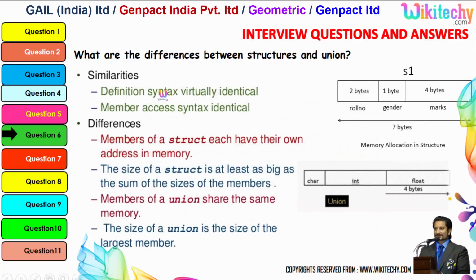The definition syntax is virtually identical. The member access syntax is identical too, but the members of a structure each have their own memory address. So the size of the structure is the addition of all three. Over here, members of a union share the same memory. The size of the union is the size of the largest member.